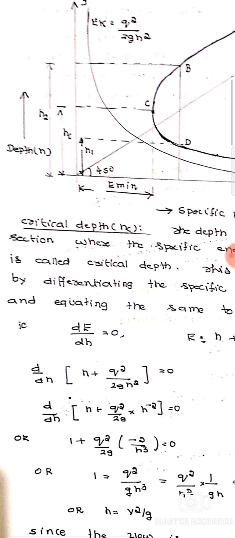And that will be represented in terms of different height. H2 is the bigger one and H1 is the smaller height, and we can see there is a parabolic curve. So EK represents q square by 2g h square, that represents v square by 2g, that says that it is the kinetic head or the kinetic energy, and the potential energy is just a 45-degree line, that is EP is equal to h.